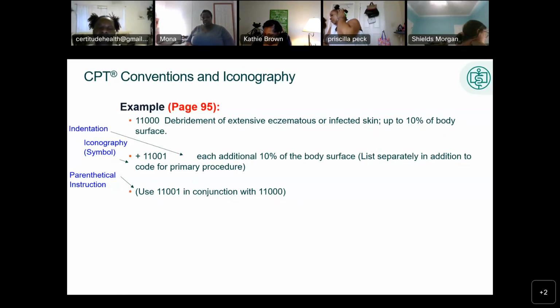So if this patient had a debridement on 20% of their body, then you would report the codes, I'm sorry, I totally messed it up. You would report 11000, comma, 11001, and having both of those codes would represent 20% of the body area.